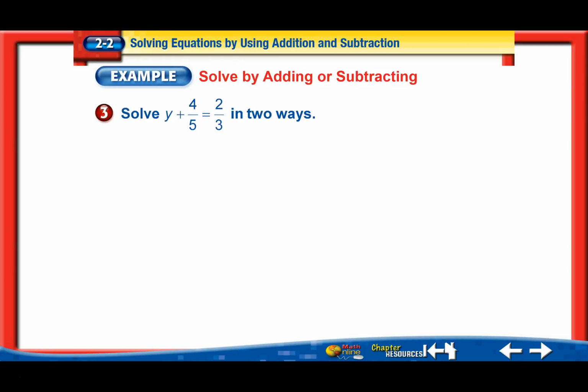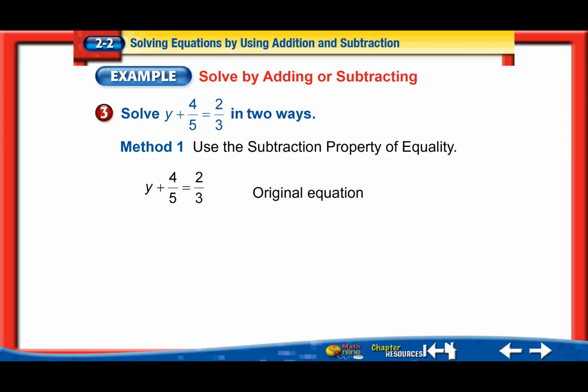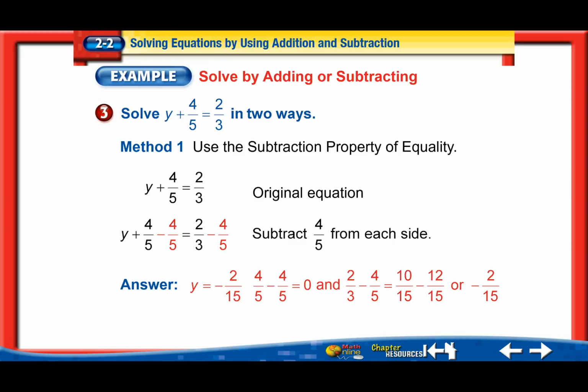All right, so now they give me two options. Solve it by adding or subtracting. So we're going to do that add a negative number thing that we did a little bit ago. So method 1, use the subtraction property of equality. So I take my original equation. I'm going to subtract 3/5 from both sides, which doesn't come out easy. So technically, I would need to find the least common denominator.